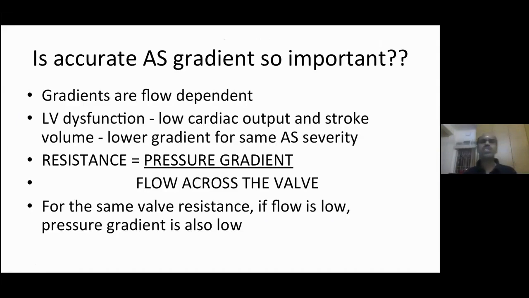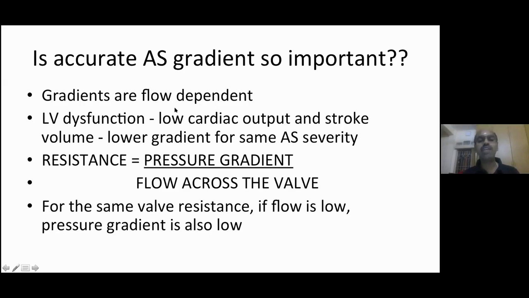Aortic stenosis gradient is extremely important. Lots and lots of guidelines for adult aortic stenosis management is based on peak gradient of more than 64 and mean gradient of more than 40, with aortic valve area of less than 1.0 and indexed aortic valve area of less than 0.6 square centimeters. We need to understand aortic stenosis gradient is completely flow dependent.